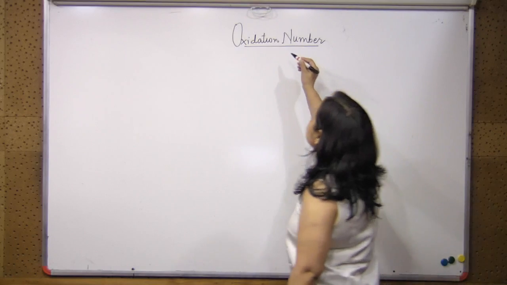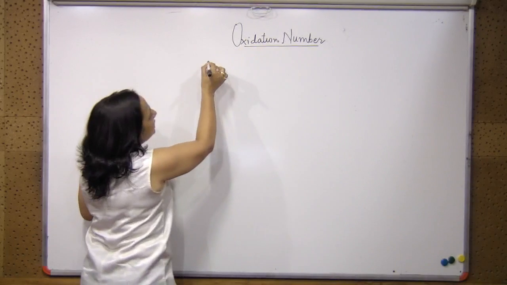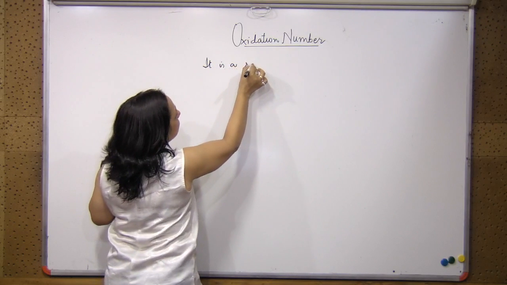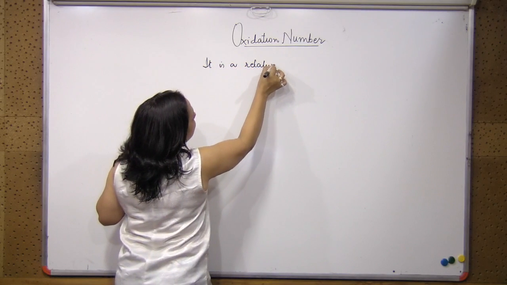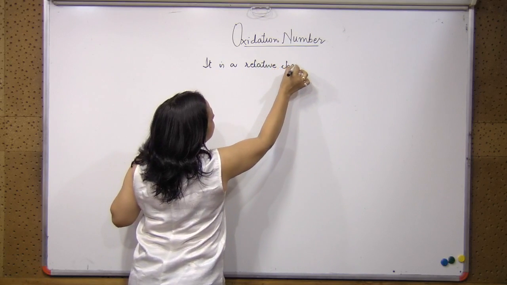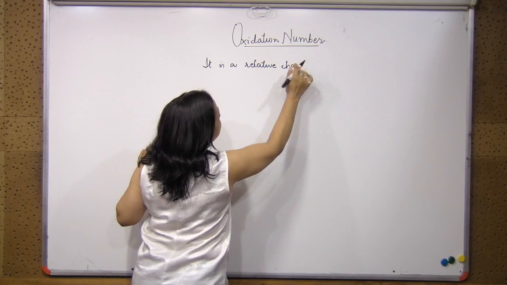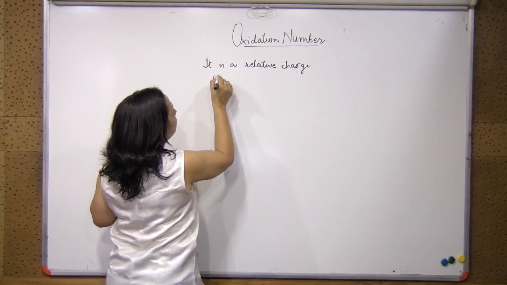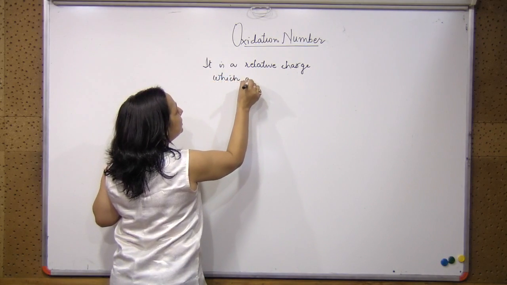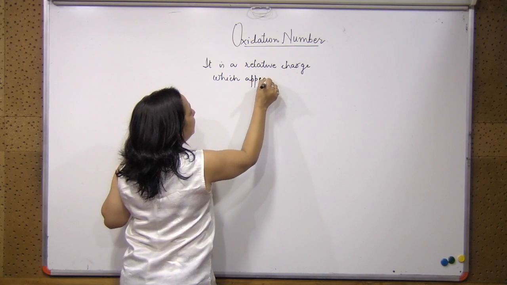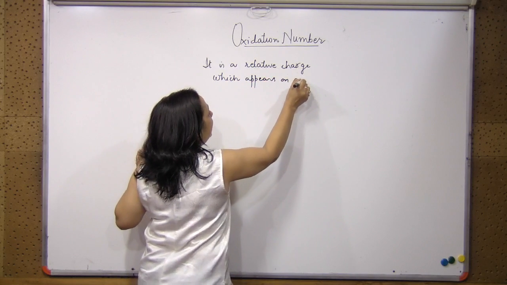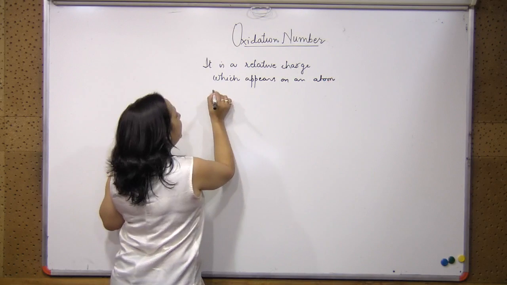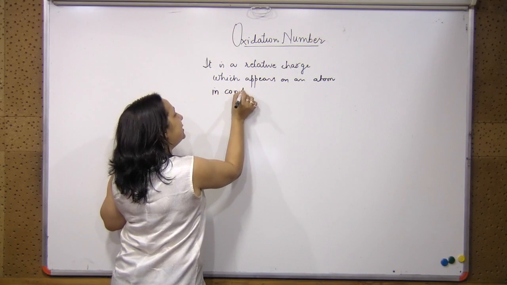Oxidation number. What is oxidation number? It is a relative charge which appears on an atom in combined state.